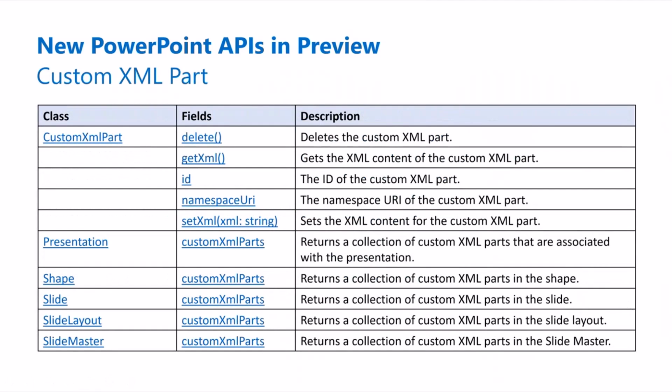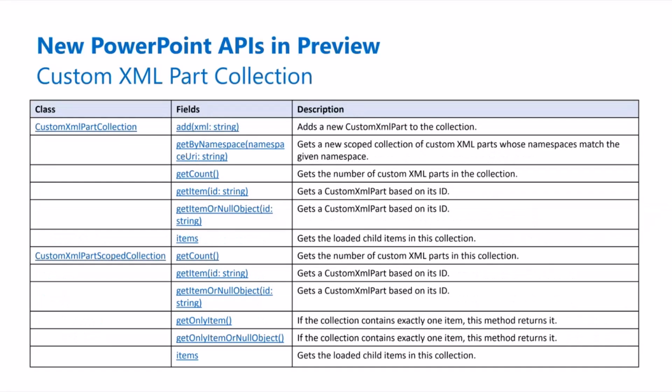The first one that we're announcing is custom XML parts. This one has been highly requested to add data to the slides and to be able to read similar to text. So there's a bunch of functionality here that lets you get and set a URI, also insert the custom XML part, delete the custom XML part at the presentation, shape, slide layout, and slide master. We also introduced custom XML part collection. And so this is for a collection of slides or collections.